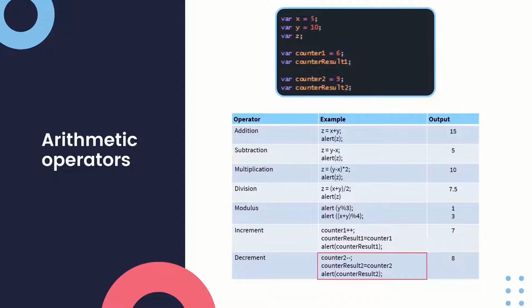Likewise, with decrement, it's exactly the same thing. We've got a variable counter2, which we are decrementing. We've assigned that to counterResult2, and then we've alerted the result, which gives us 8. And this makes sense once again because counter2 is initially equal to 9, but once we decrement it, or subtract 1 unit of value, we get 8.